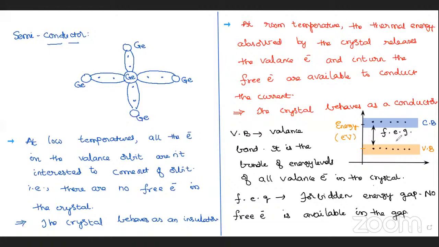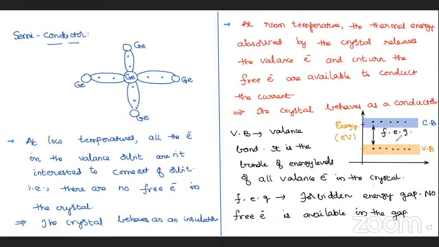No, sir. If you have any doubt, you can raise it. Sir, can you tell what FEG is? FEG, forbidden energy gap. The forbidden energy gap is the minimum amount of energy required to take out an electron from the valence band.